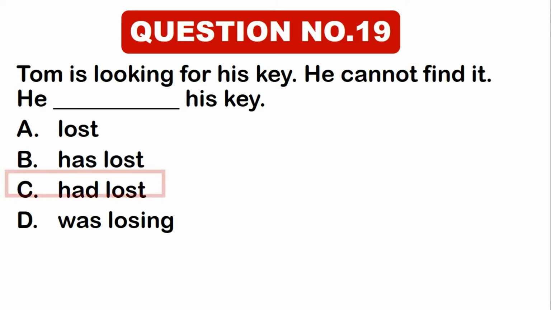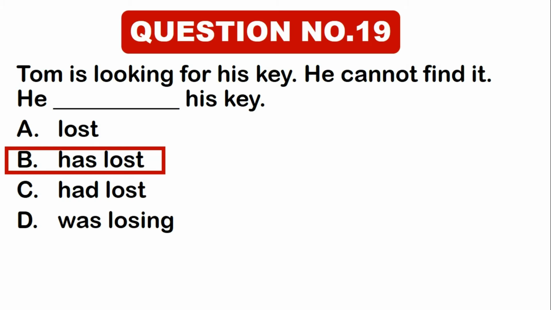The correct answer is letter B, has lost his key. This is present perfect tense. Has lost. Has or have plus PP. PP here is lost, the past participle. Option A, lost, is simple past tense. Had lost is past perfect tense. Had plus PP. And option D, was losing, is past continuous or past progressive. So why present perfect? Has lost his key.